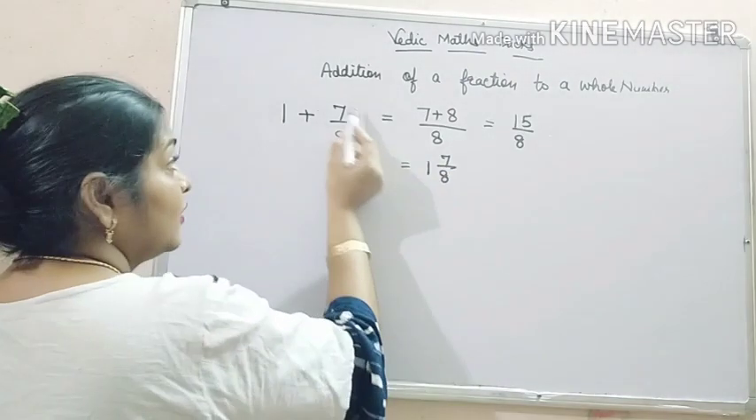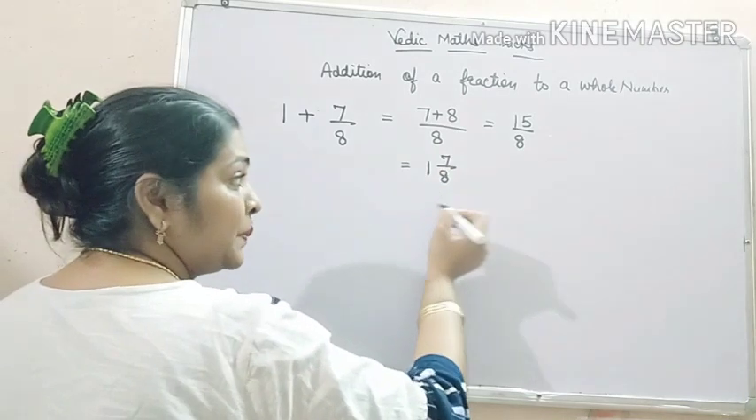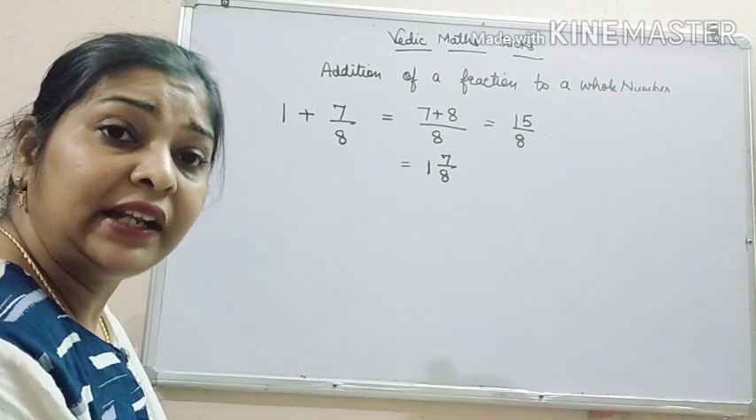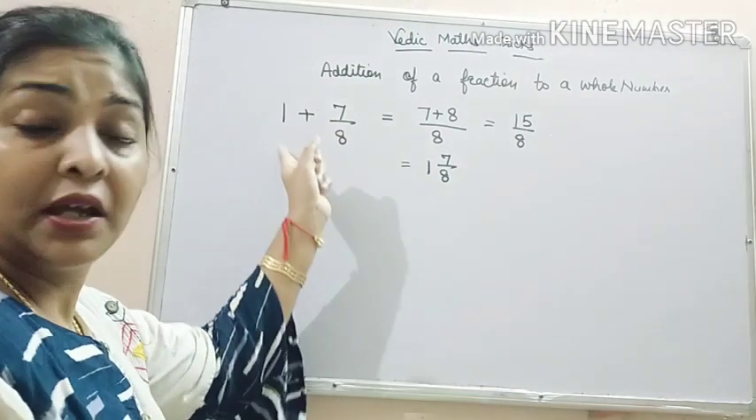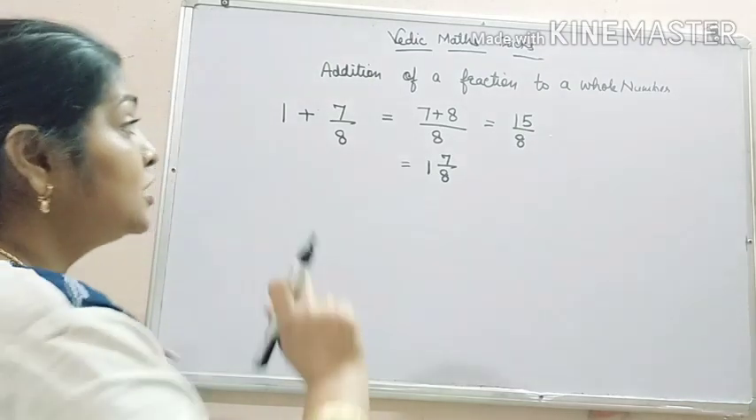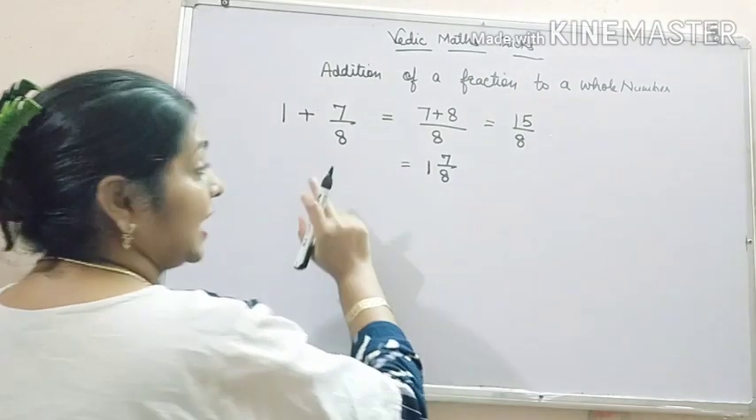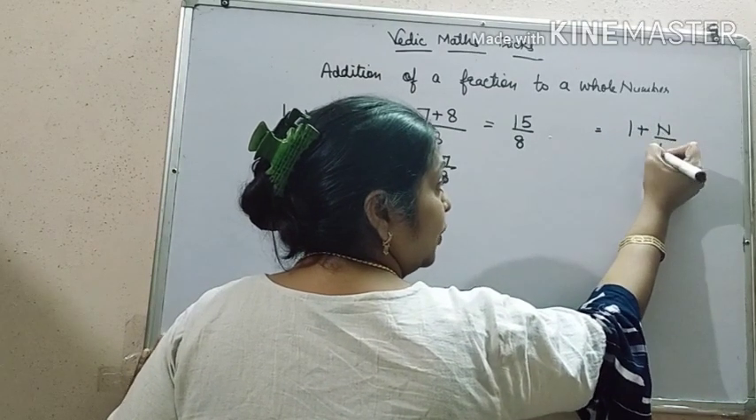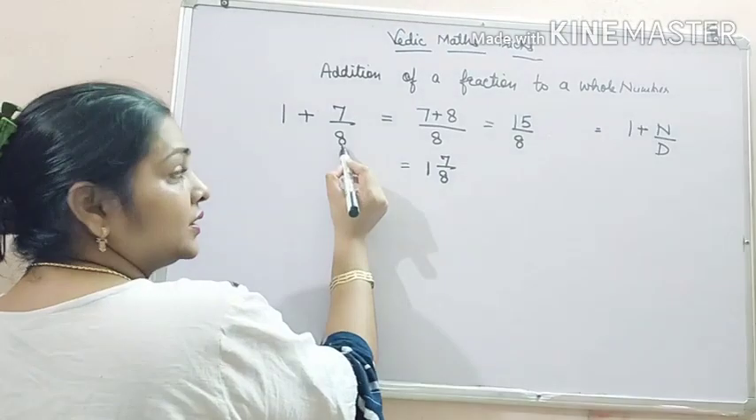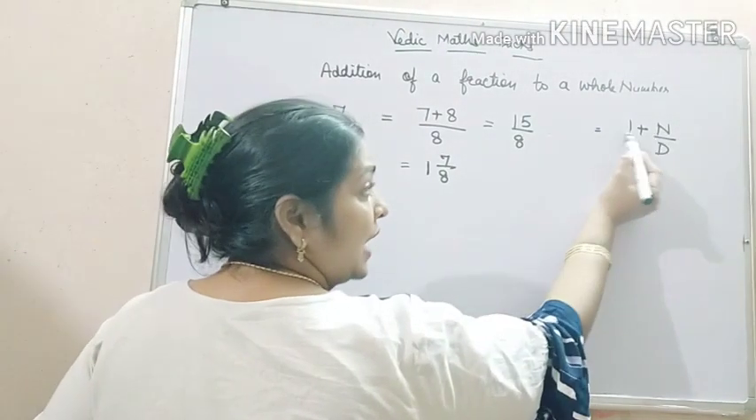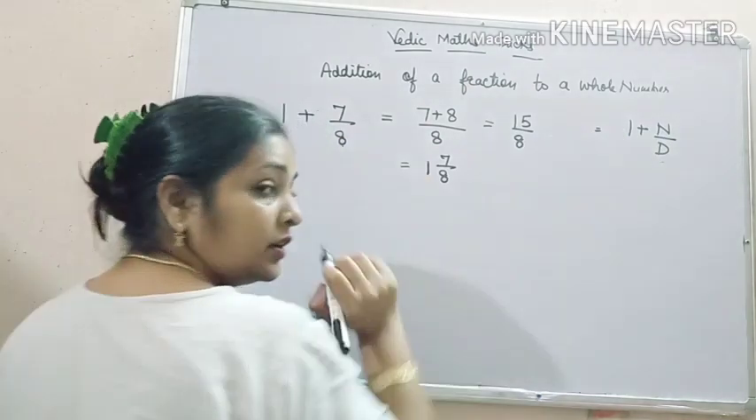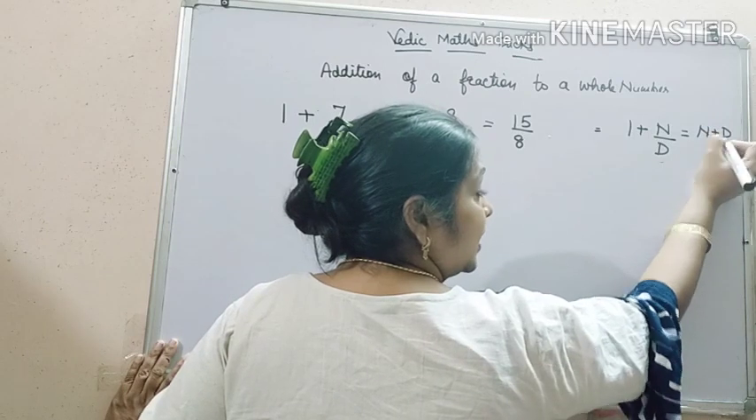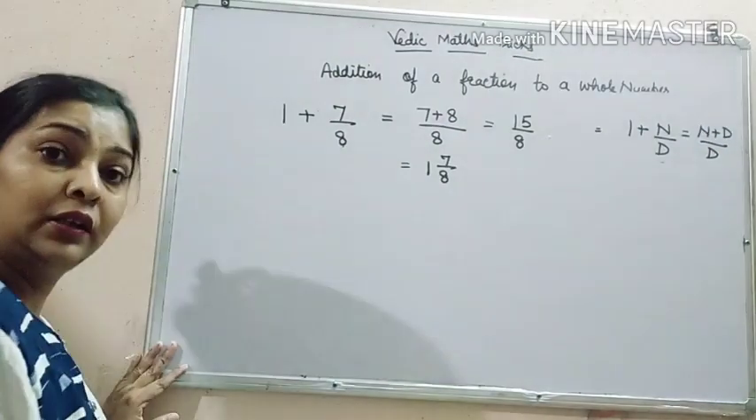Actually this 1 plus 7 by 8 is the expanded form of this mixed fraction, or we can say that it is another way of writing a mixed fraction. Is that clear? So you can note down the formula which I have used in this addition. 1 plus numerator upon denominator. This is numerator, this is denominator. And you have to add this numerator upon denominator to 1. So the formula will be numerator plus denominator upon denominator.